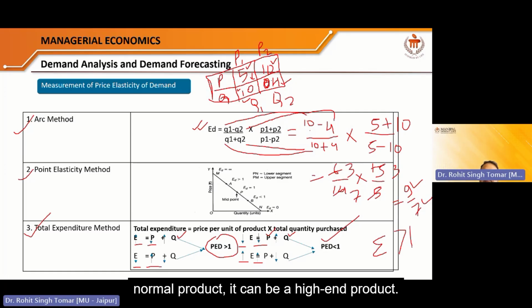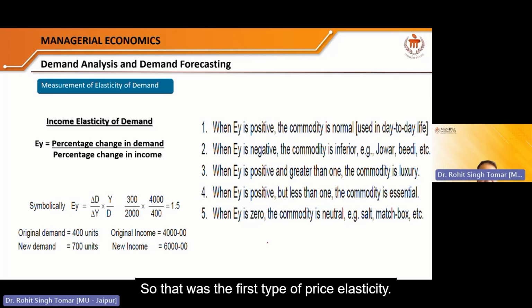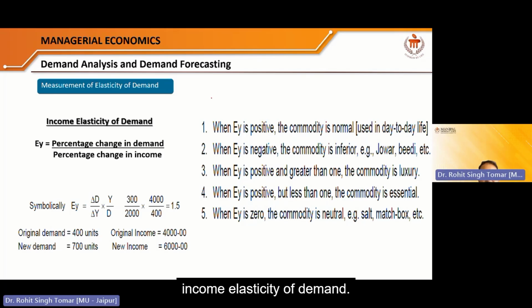It can be a normal product. It can be a high-end product. I hope you are getting it. So that was the first type of price elasticity. Now we will take the second type of elasticity, that is the income elasticity of demand.